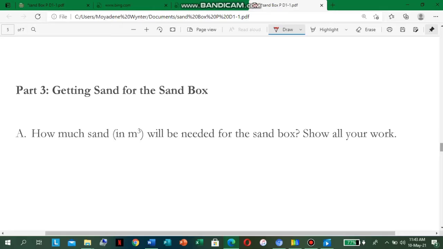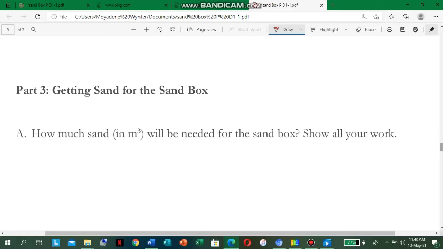Not the big children. Sorry, upper school. It's for the K1 and K2, so it's for the lower school. Therefore, only the lower school will enjoy this. But anyhow, we are glad. All right. So getting sand for the sandbox now.